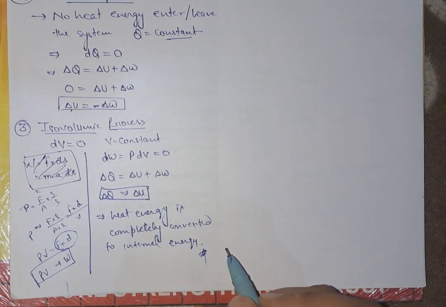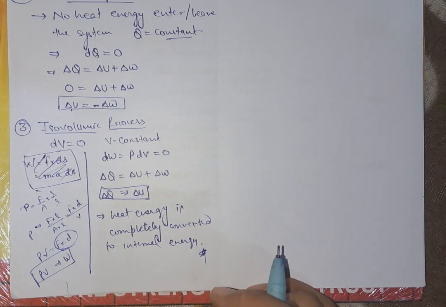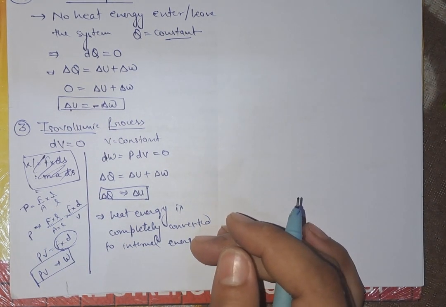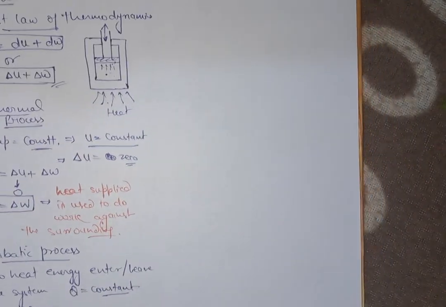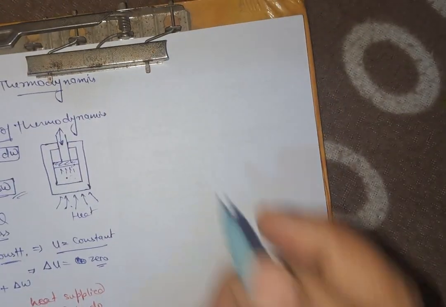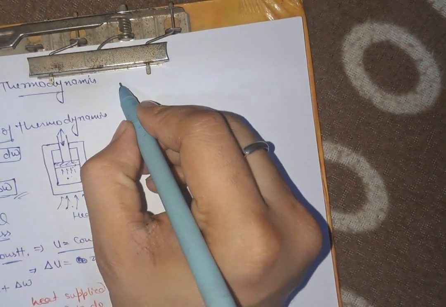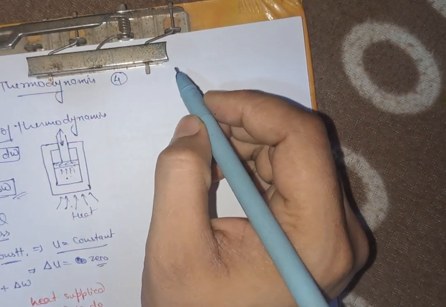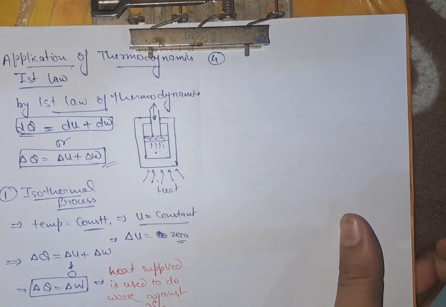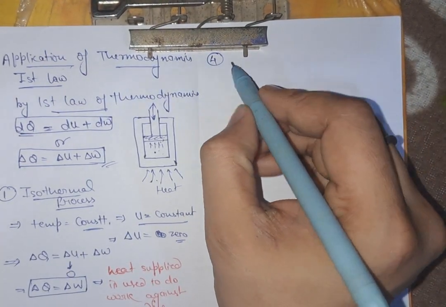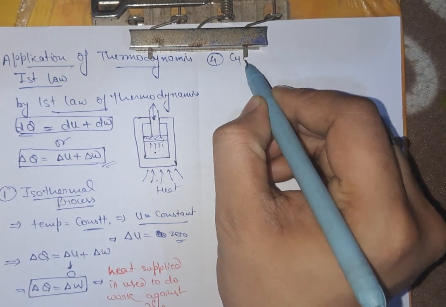Okay, so these are the basic applications of the first law of thermodynamics. Now let us talk about some other topics also. After this, the fourth application which we will discuss is the cyclic process. This is very important.